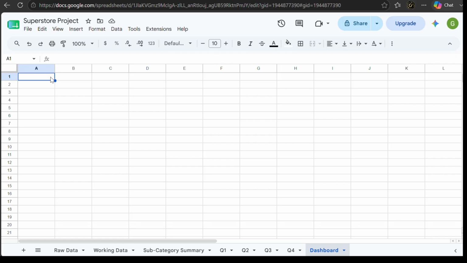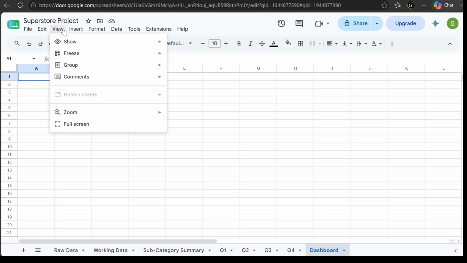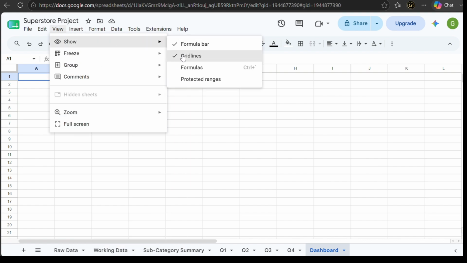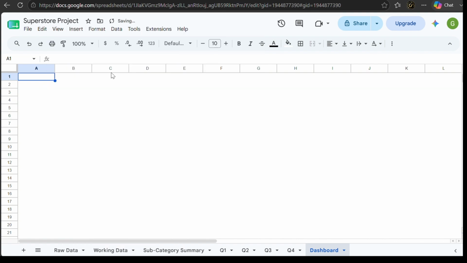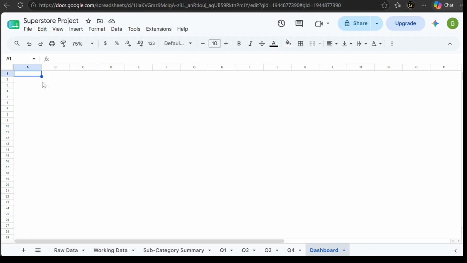So to build our dashboard, I'm going to start by hiding the grid lines in the data. I'm just going to go to View, and where we have Show, I'm going to uncheck grid lines, and so all the grid lines have gone. And next, I'm going to zoom out also, because the dashboard might be containing a whole lot of things, so it'd be nice to just view out.